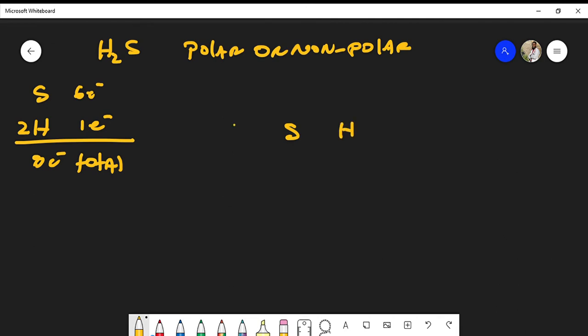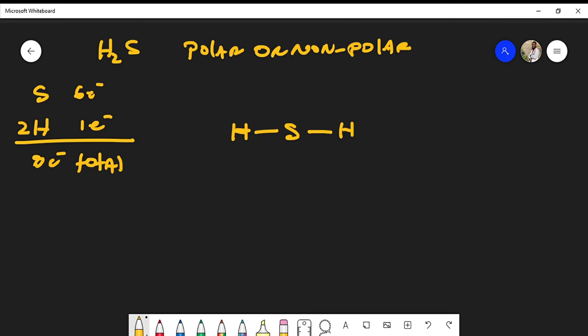In this case, we have 2 hydrogens, so we could go ahead and put the hydrogens around the sulfur atom. In this case, we could just form single bonds, right? So in this case, we have 2, 4. We have placed 4 electrons around the sulfur, and so the sulfur's octet is not full.